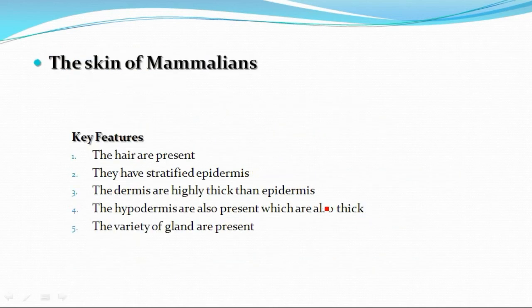Now we are going to discuss the skin of mammals. First of all, we are going to discuss the key features of mammalian skin. Hair is present in mammalian skin. They have a stratified epidermis. The dermis is much thicker than the epidermis. The hypodermis is also present and thick, and a variety of glands are present in the mammalian skin. So these five are the key features of mammalian skin.